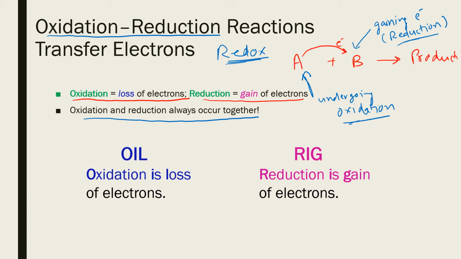The mnemonic OIL RIG will help you remember which process is which. OIL: you can relate it as oxidation is loss, loss of electrons, and reduction is gain of electrons. So from OIL RIG, we can memorize which process is what. So it will help you to remember that oxidation is loss of electrons and reduction is gain of electrons.